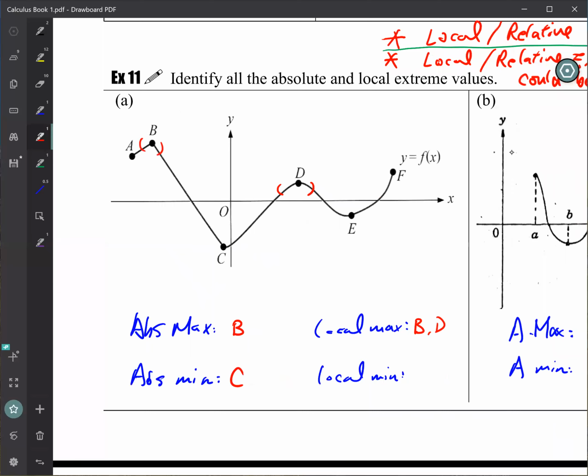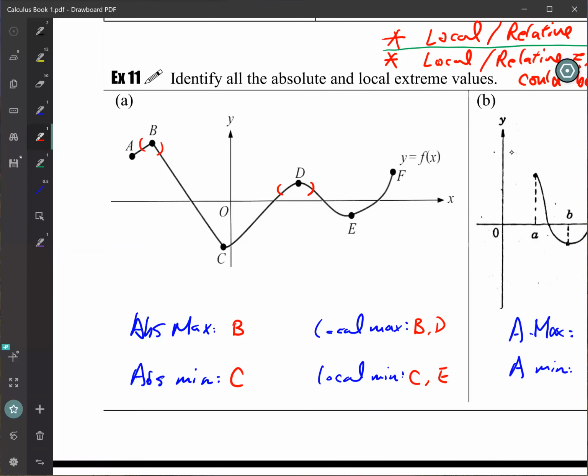Okay. Lex, how about local min? For local min, I wrote C or E. C and E. Okay. Any question about question A?